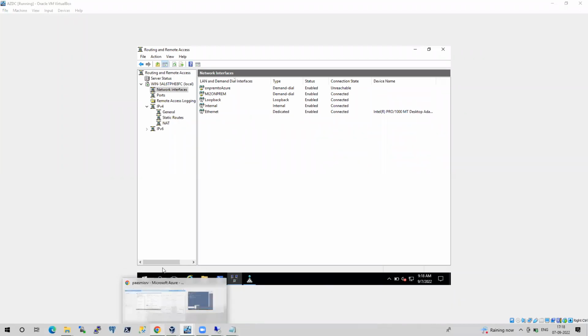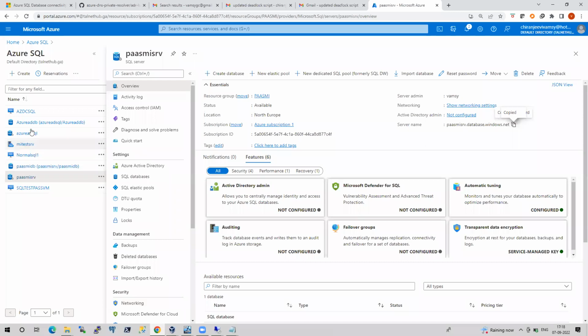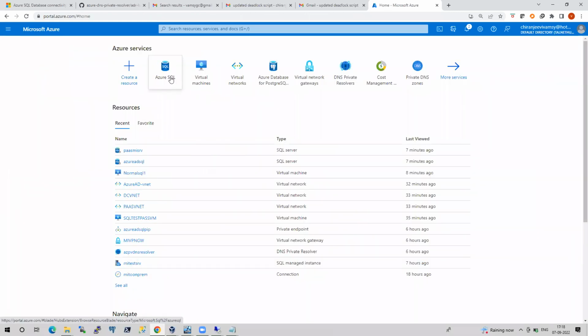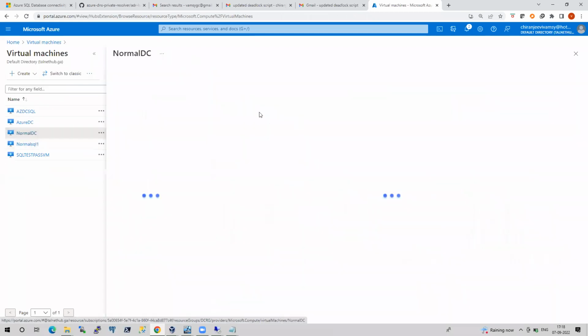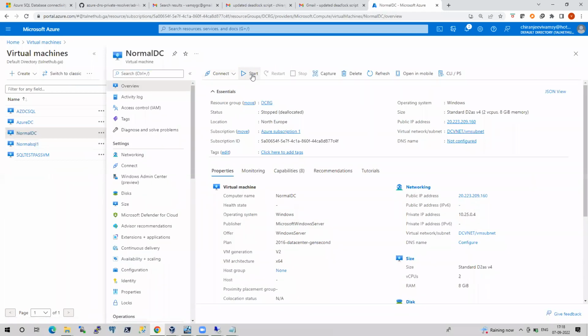So let me check. I think I didn't start one more thing, so let me start that machine also. This is the normal DC, so the domain controller is turned off. So I have to turn this on, and then we'll find that result again.